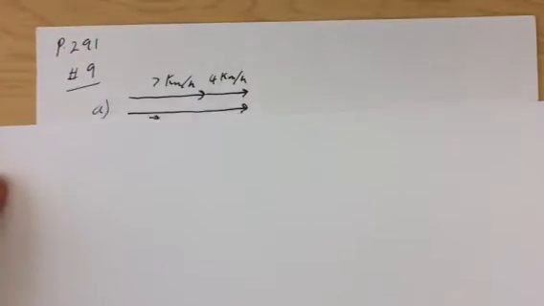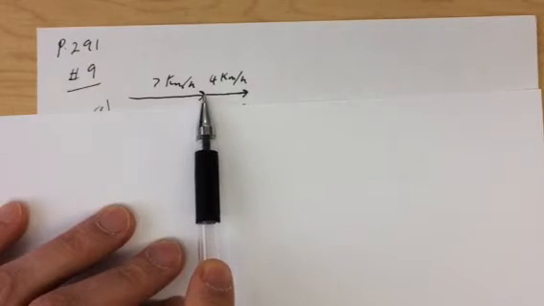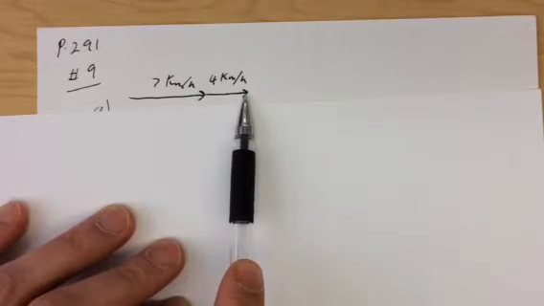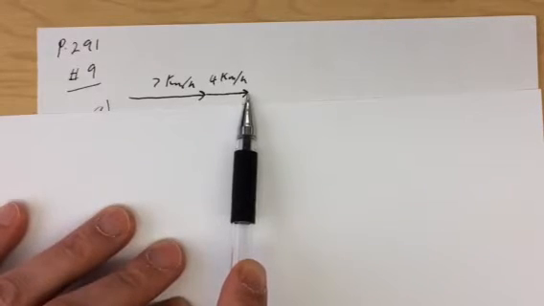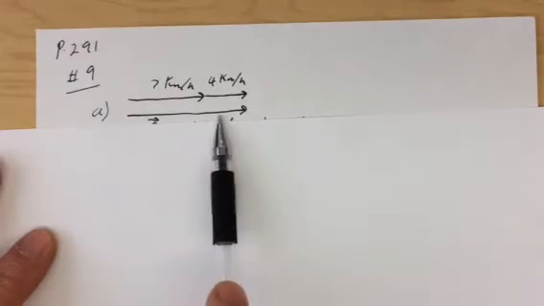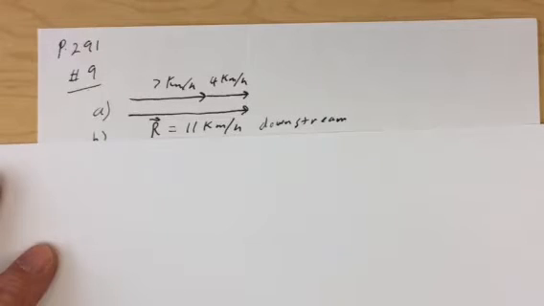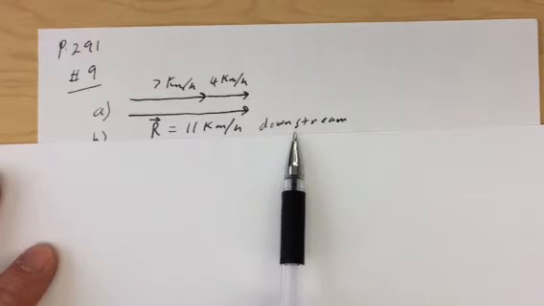We got the two vectors, 7 kilometers an hour downstream paddling, and 4 kilometers an hour with the current. When you add the two together, you get this long vector going that direction. Okay? And the resultant is 11 kilometers an hour downstream.